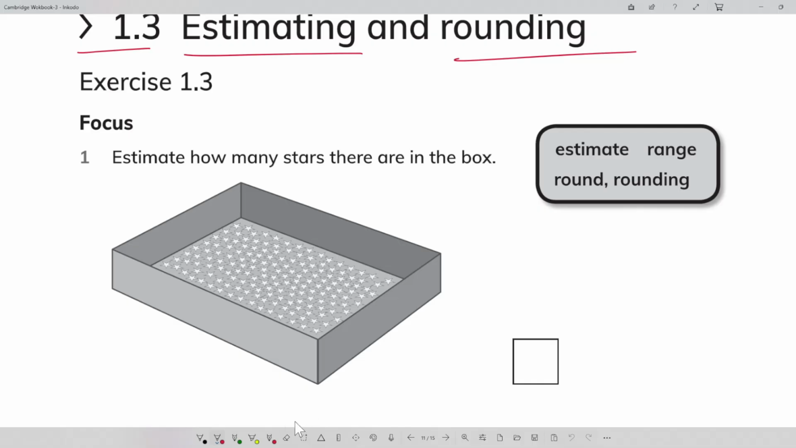So focus. The first question is: estimate how many stars there are in the box. Estimate means assumption, not the exact value. Here are lots of stars and it's not possible to count all of them, but we can decide. Suppose here is a row and here is one column.